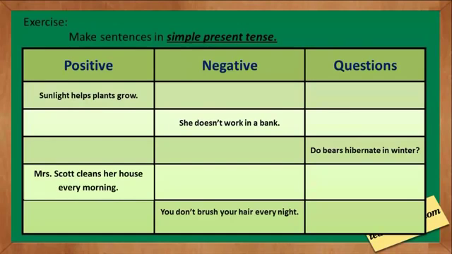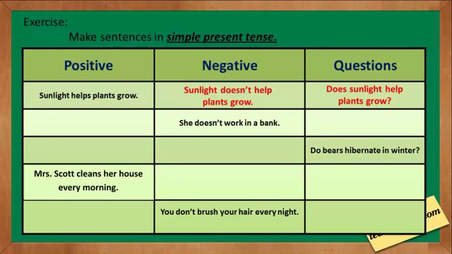For our exercise, make sentences in simple present tense. The first one: Sunlight helps plants grow. The negative sentence should be, sunlight doesn't help plants grow. And for the question, it should be, does sunlight help plants grow?